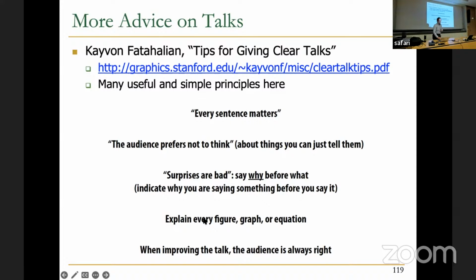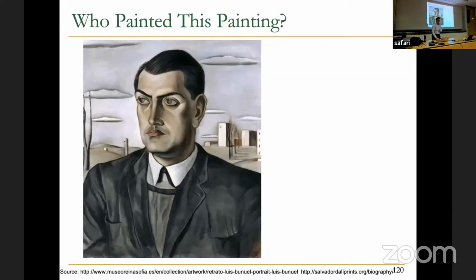Explain every figure, graph, or equation. That's important. And when improving the talk, the audience is always right. Within limits, of course, right? But the audience gives you feedback, so it's good to try to address the feedback. Not all feedback is always good, but you need to take it seriously to understand whether or not it's serious feedback, right?